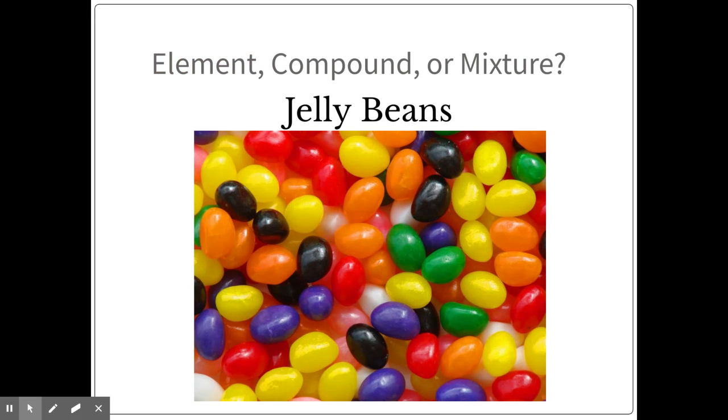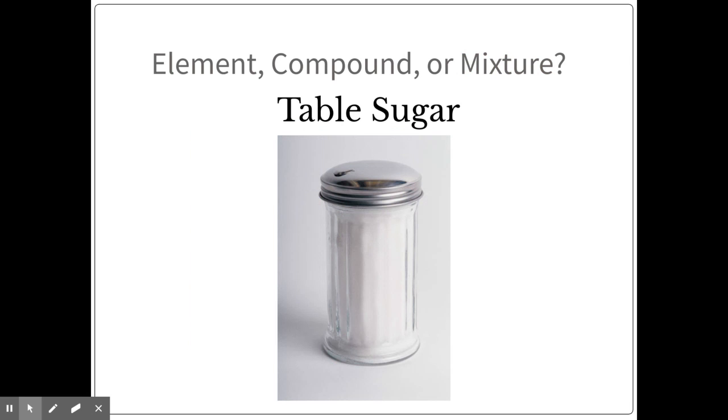Jelly beans. This one's a little bit easier. Jelly beans are not only a mixture of different colors, but they're also a mixture of different chemicals. They've got sugar and gelatin and all kinds of other things in there mixed all together. Table sugar. Element, compound, or mixture? Table sugar is a little tricky because table sugar is a pure substance, but table sugar is not an element. Table sugar is a compound. It has 12 carbon atoms, 22 hydrogen atoms, and 11 oxygen atoms in each molecule of table sugar.